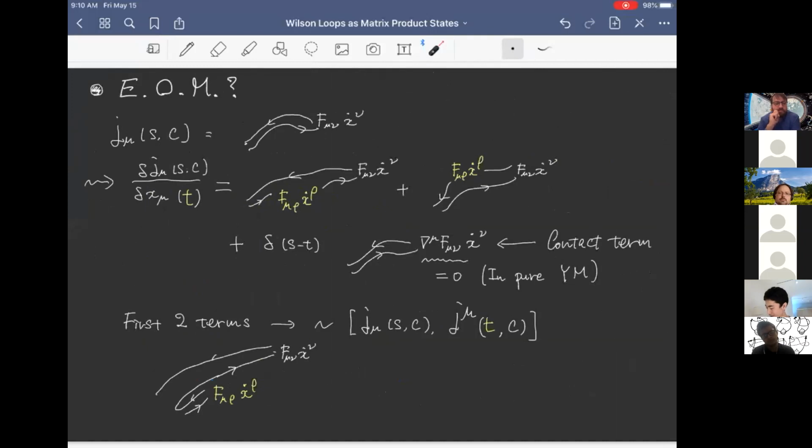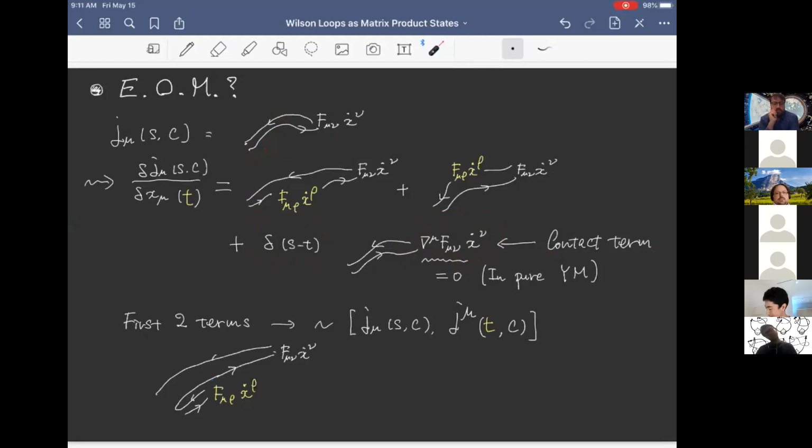To derive the equation of motion, let's again consider this representation of J mu, and then consider this variation. You deform the Wilson loop at point t, which is different from point s here. If you do so, because these two lines are on top of each other, there are two ways of deforming the Wilson loop. One is to deform this part of the contour, and the other is to deform this part of the contour. That gives you these first two terms. But in addition, there is a possibility that when s is exactly equal to t, you do a second order variation of the Wilson loop. And this second order variation is just given by this expression.